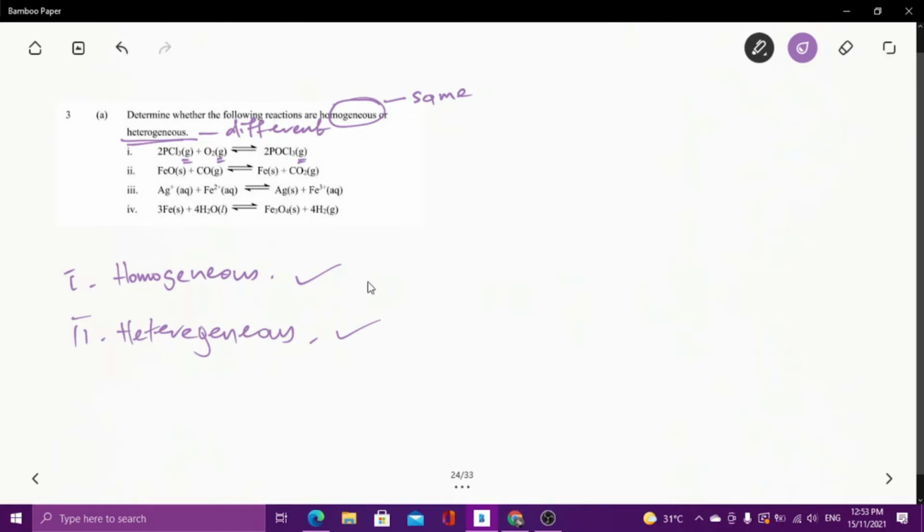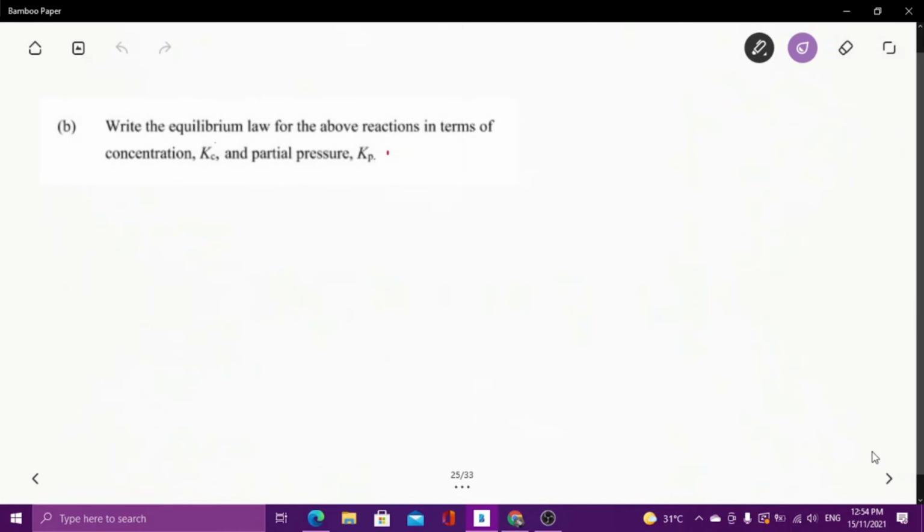Kalau dia dah sama, semua phase adalah sama, so kita letak homogeneous. So untuk soalan 3 Roman dan 4 Roman ni, anda boleh cuba sendiri untuk jawab soalan ni. Okay, so the answer is very obvious lah. Okay, so let's move on to the next question yang lebih berat.